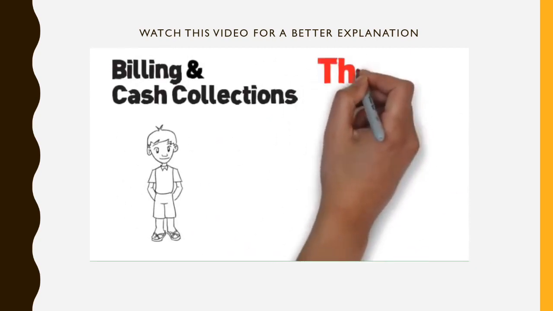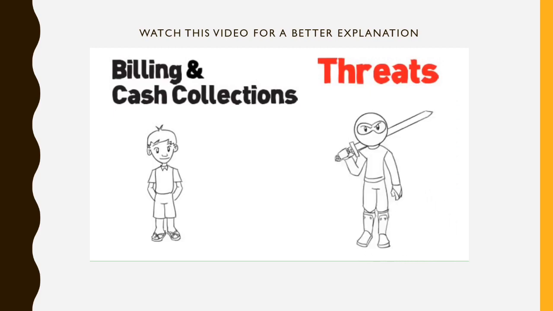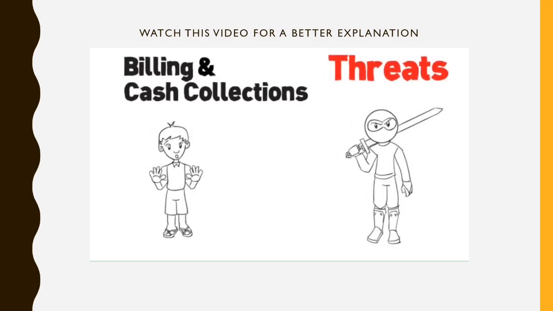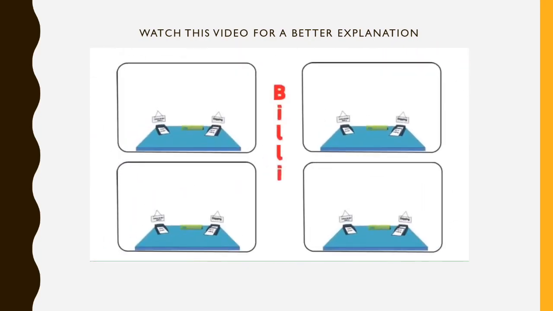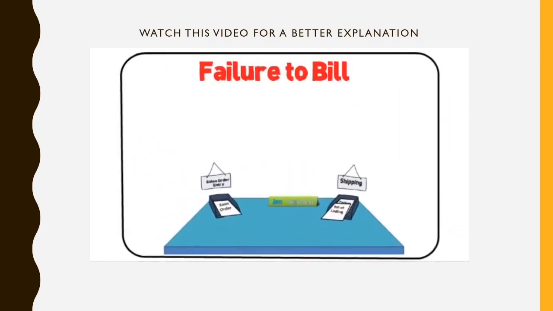Now that we've gone over the process, let's talk about the threats that can occur during billing and cash collections. The threats for billing are a failure to bill, billing errors, posting errors in accounts receivable, and inaccurate or invalid credit memos. A failure to bill means that our customer never gets their invoice.